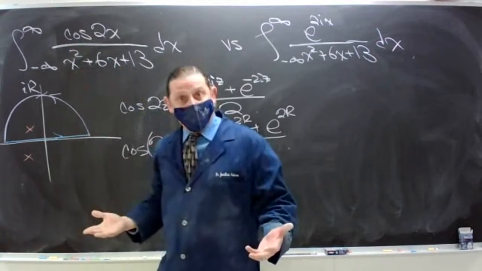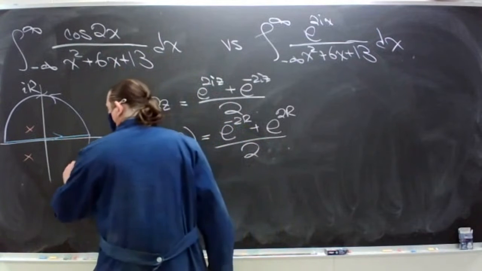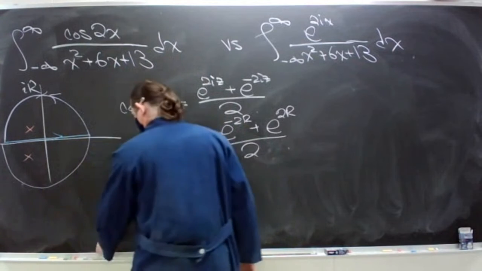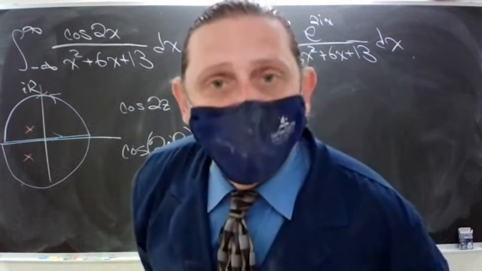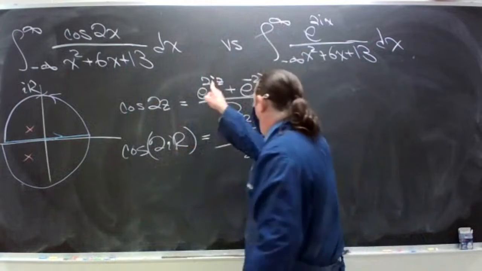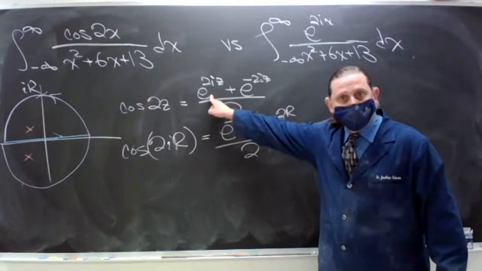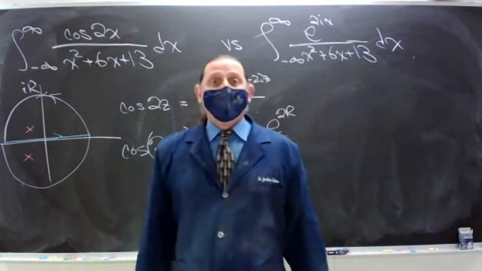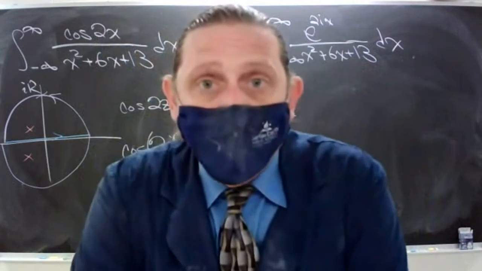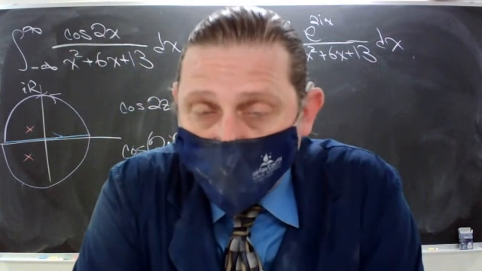What if I try to close the contour downstairs? Well, now I'm going to look at z equals negative iR, and now this term is going to go off to positive infinity. So that means that cosine 2z is not bounded in either the upper or lower half planes.